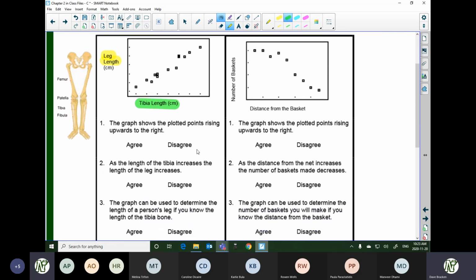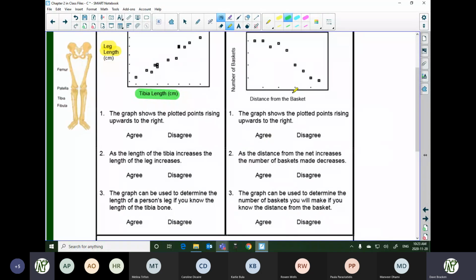And I've got 3 questions for you to either agree or disagree. So take a minute, read each question, and you circle agree or disagree, and then we'll move on to the next one.